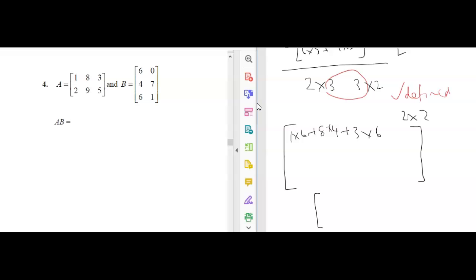So 1 times 6 plus 8 times 4 plus 3 times 6. And you can write your answer as we go. What do we need? 2 by 2. And I'm going to need more space here. 1 times 6 is 6. 8 times 4, what's that, 32? So 38. And then 18, 56.